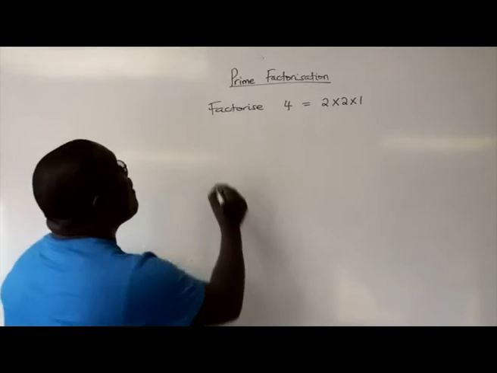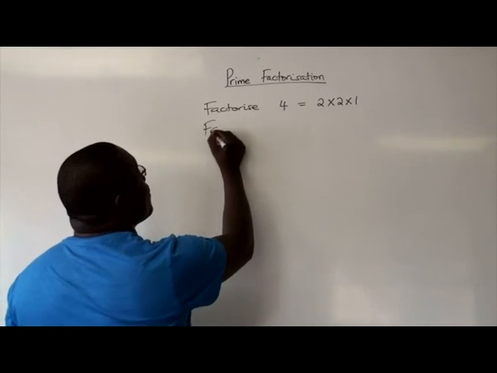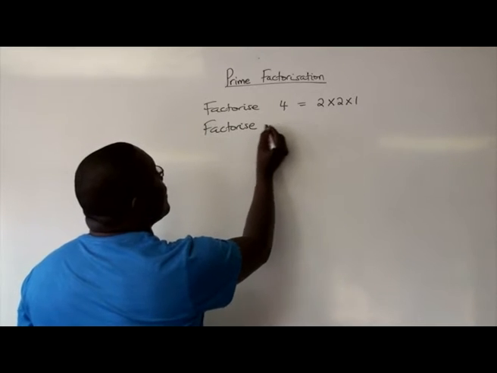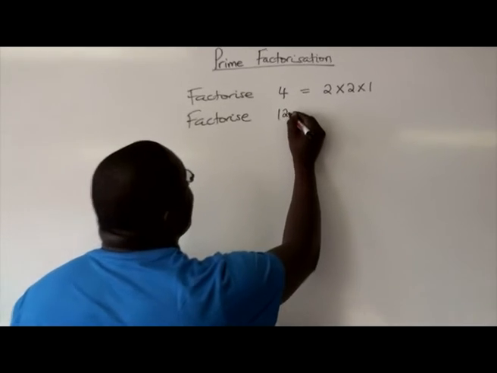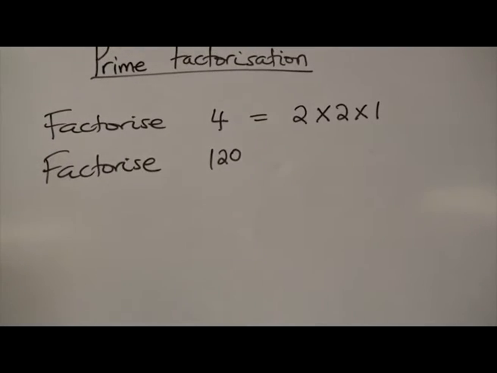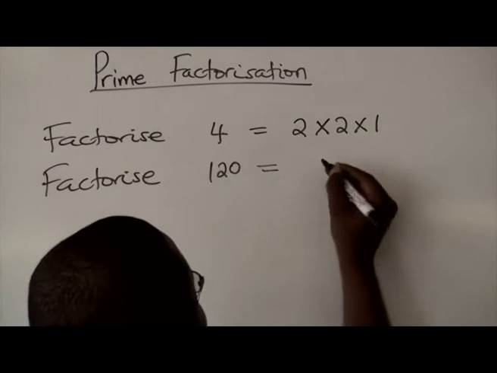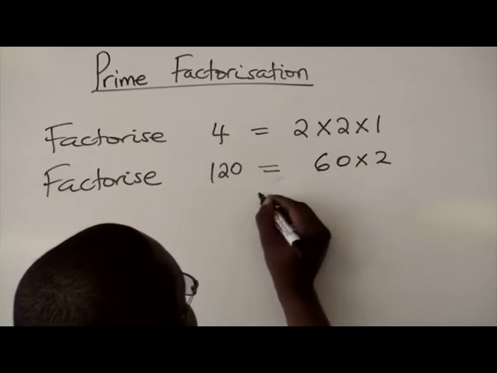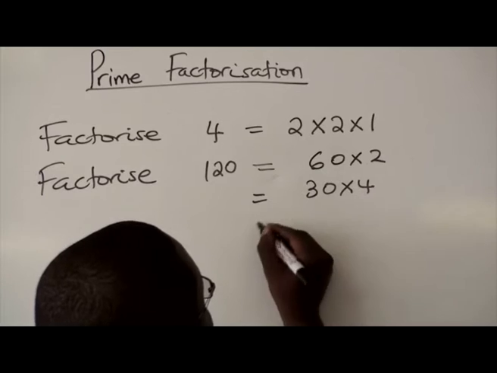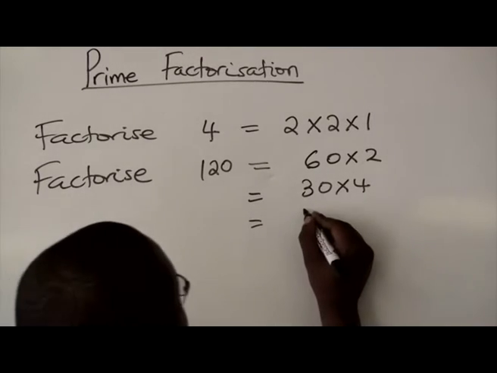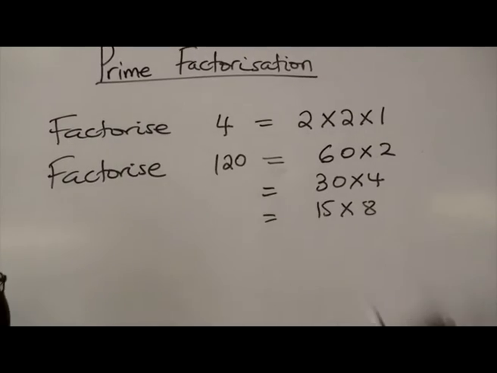But now, if it's prime factorization, let's do another example. Just factorize before going to prime factorization. Factorize a number like 120. I can write 120 as 60 times 2. I can write it as 30 times 4. I can write it as 15 times 8. All this is factorization.